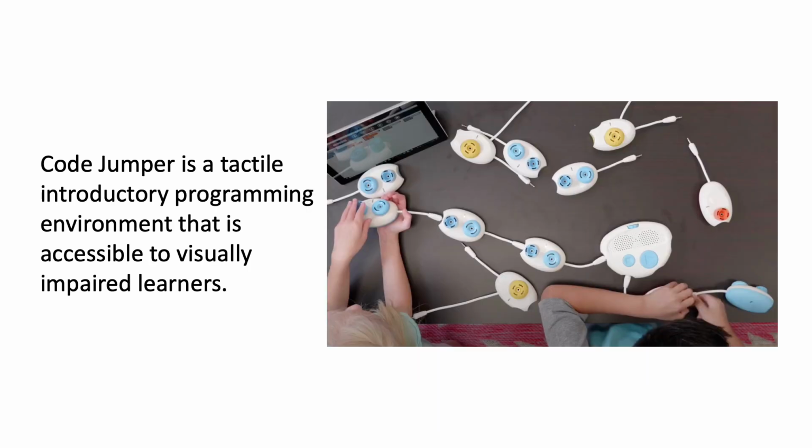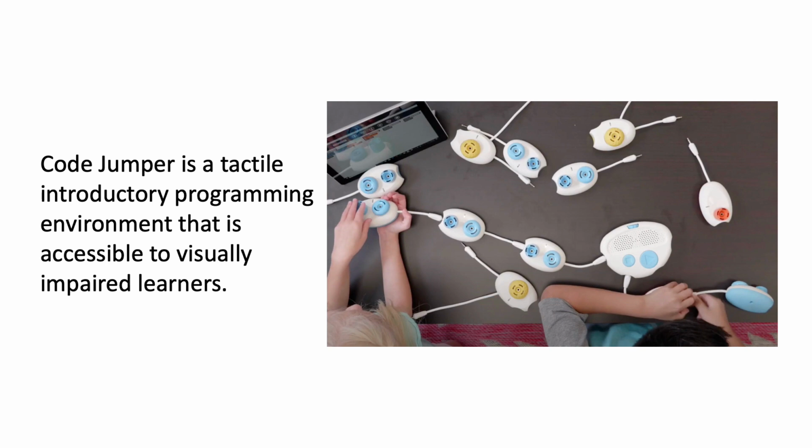CodeJumper, developed by Microsoft, is an example of a tactile user interface that is accessible to visually impaired learners. Children learn to code by connecting physical instruction beads embedded with electronic hardware together to create audible outputs like music or stories. Although CodeJumper is commercially available, it is costly and designed for classroom use.